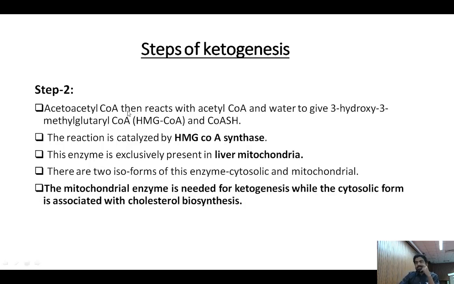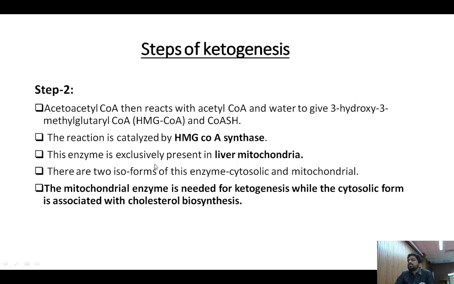Second step. In the first step, two molecules of acetyl coenzyme A combined, forming acetoacetyl coenzyme A. In the second step, acetoacetyl coenzyme A combines with one molecule of acetyl coenzyme A and water and gives hydroxymethyl glutaryl coenzyme A. HMG coenzyme A, generally it is called hydroxymethyl glutaryl coenzyme A. This reaction is catalyzed by HMG coenzyme A synthase.